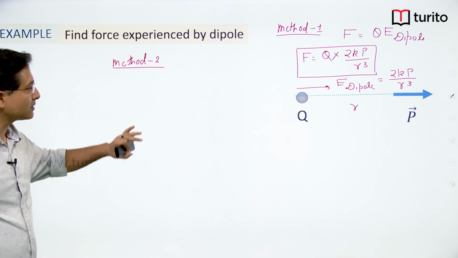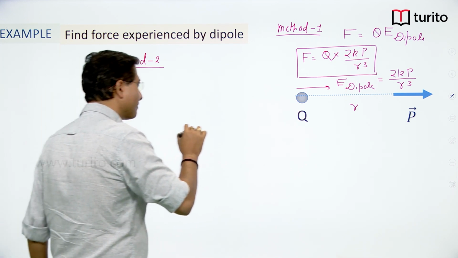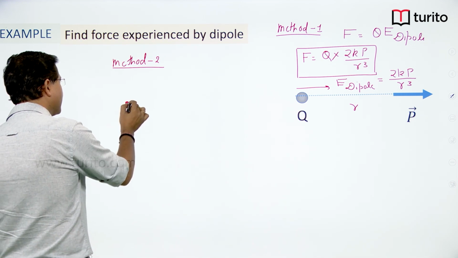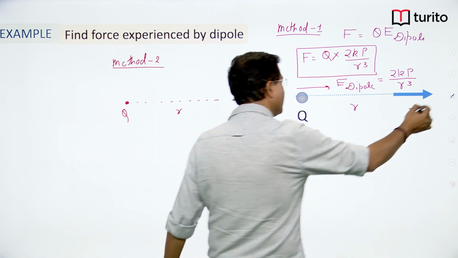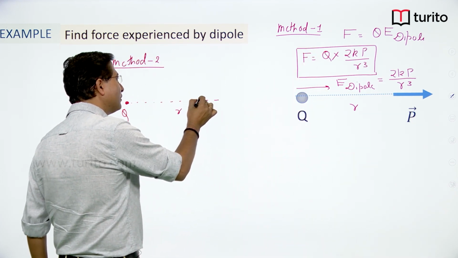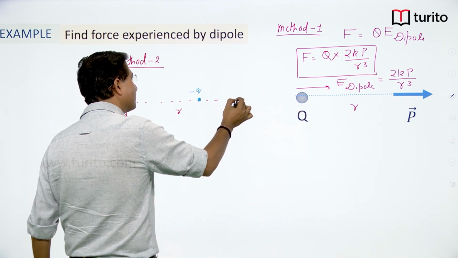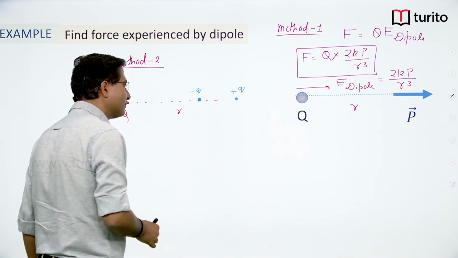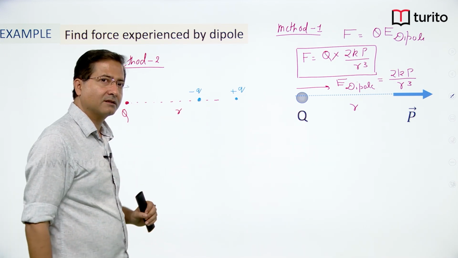So, using the concept we have just discussed, this is charge q, and from here at distance r we have got the dipole. As the dipole moment is this way, that means this is minus small q and somewhere here we have plus q, then only you will get the direction of dipole moment the way it is given in the diagram, right. And from the center of the dipole this distance is r.